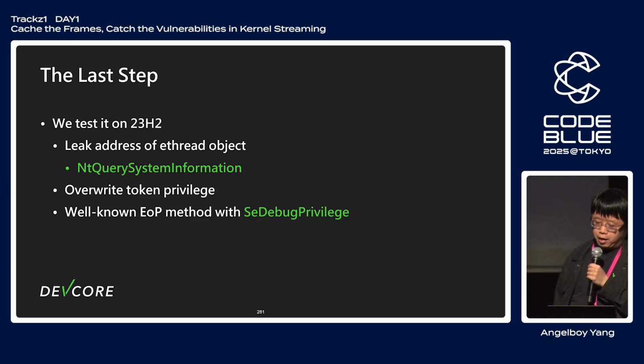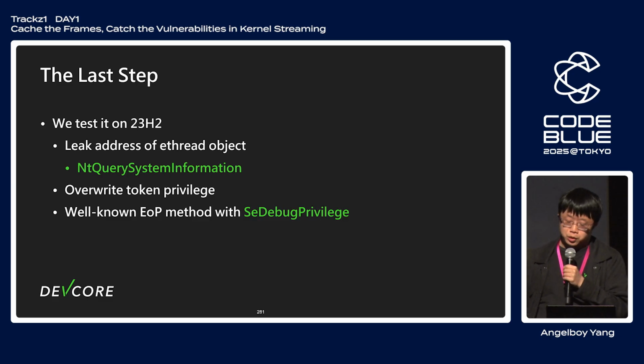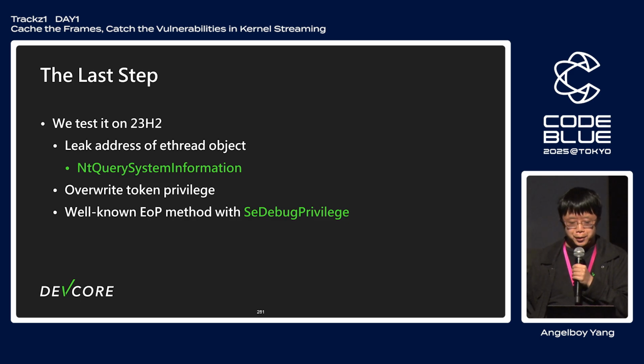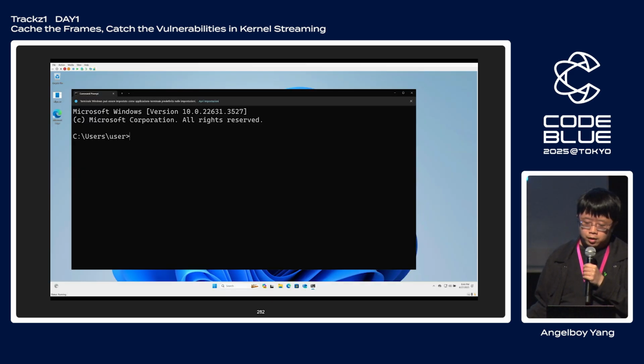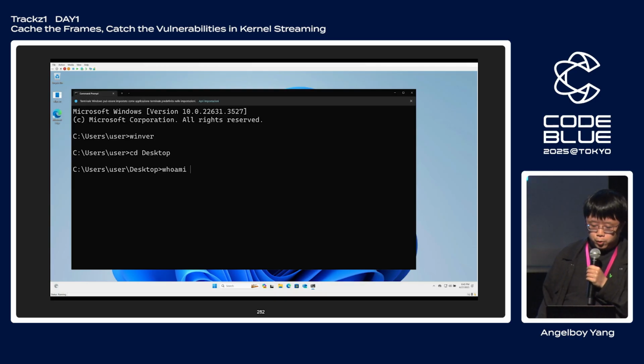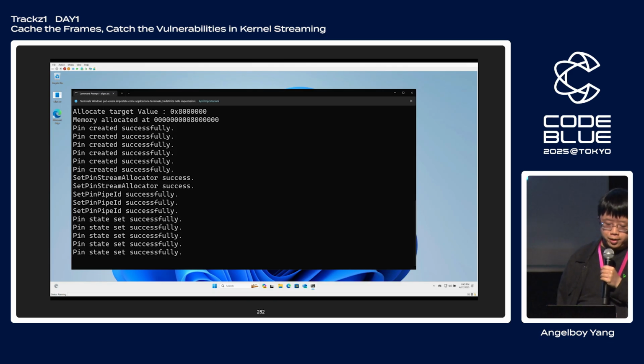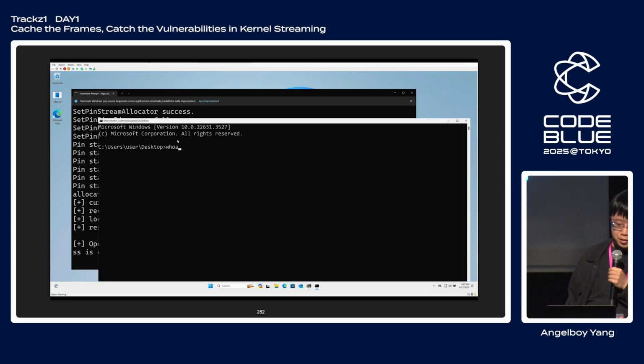After we gain arbitrary memory write on Windows 23H2, we can use any well-known technique to achieve EoP. Okay, let me demo it. The exploit is run on 23H2. I also use a normal user with a webcam and allocate 4 frame buffers. And get SYSTEM.